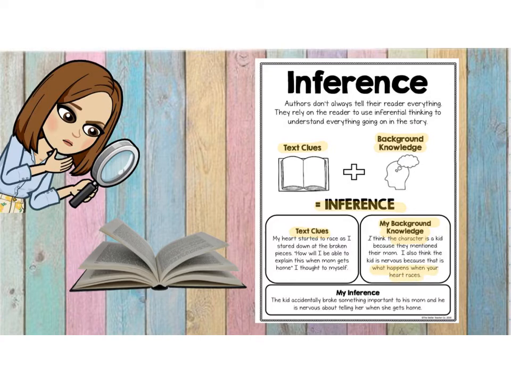And putting those two things together can lead us to an inference. The kid accidentally broke something important to his mom, and he is nervous about telling her when she gets home. The author did not tell us he is nervous. That is an inference the reader has to make based on the clues in the text. So one thing I want you to understand is that an inference is not a guess. It is based on evidence from the text. Very important when we're making inferences.